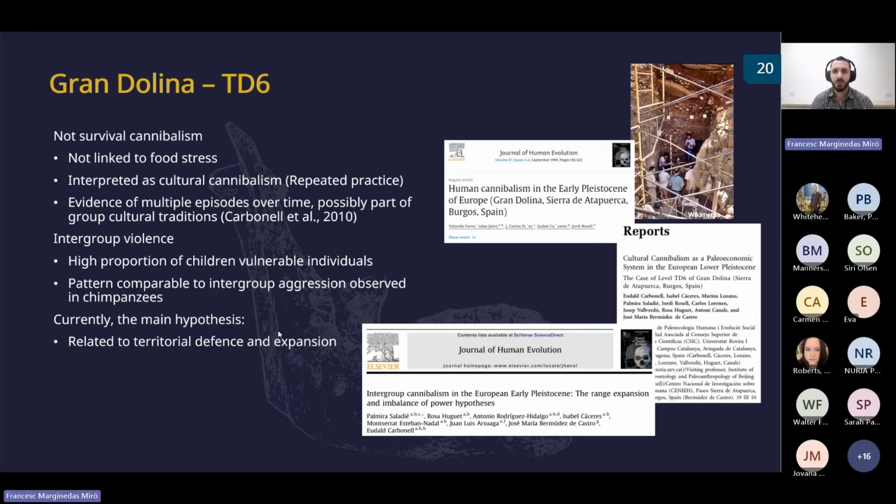And when I say cultural, it's due to a publication led by Professor Eudald Carbonell and colleagues that they were able to identify that this behavior was repeated over time. Based on the age of death profiles, it mainly targets vulnerable individuals, especially children, and it's potentially linked to intergroup violence, territorial defense, and expansion, showing some similarities with the patterns seen in chimpanzees.